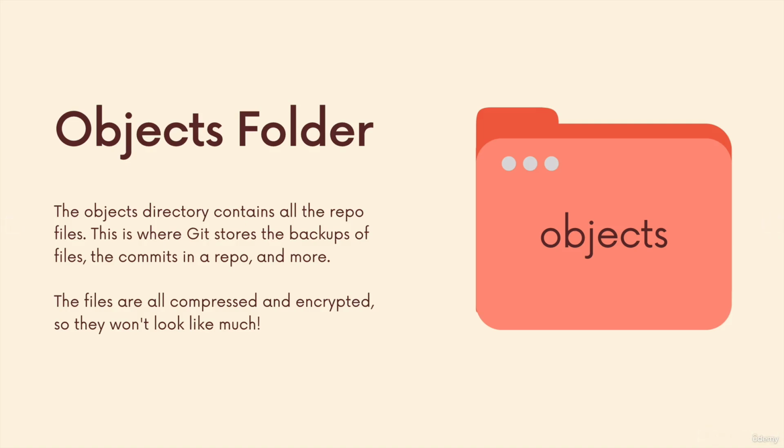So next up, we're going to talk about the objects folder. Now this folder, we're going to spend quite a lot of time discussing over a couple of videos. This is really the core of Git. This is where all of the backups of our files, all the content is stored, all the commits live here.